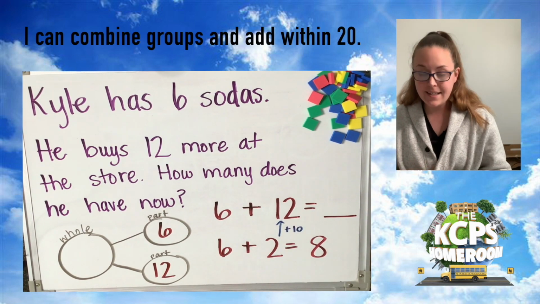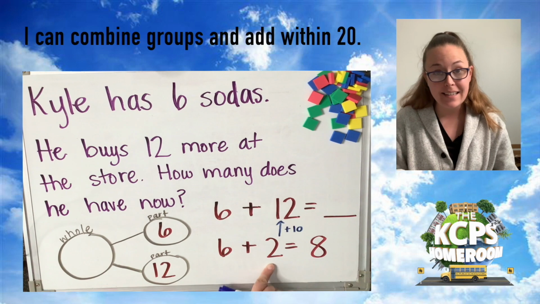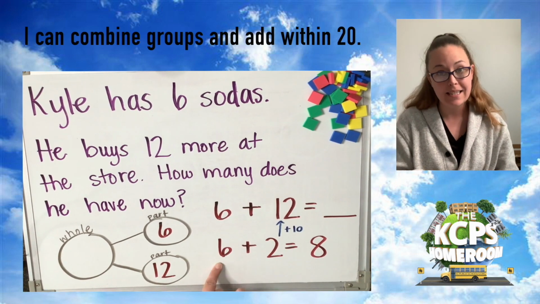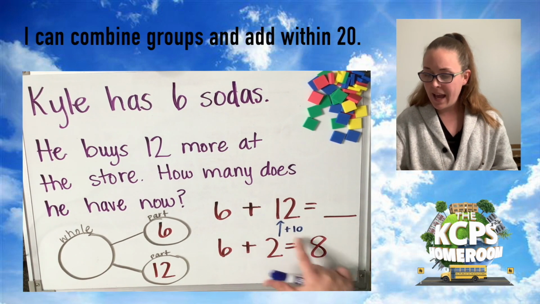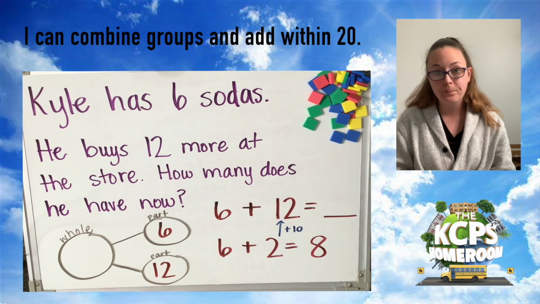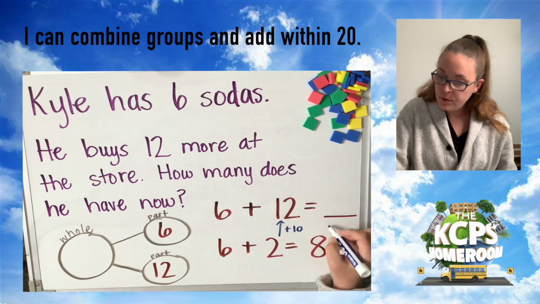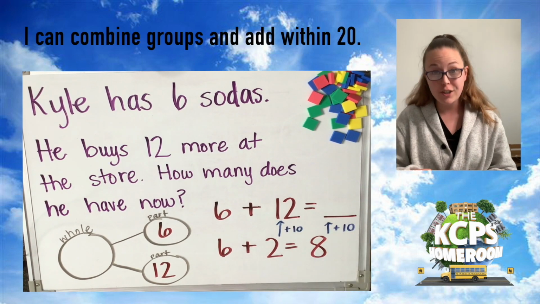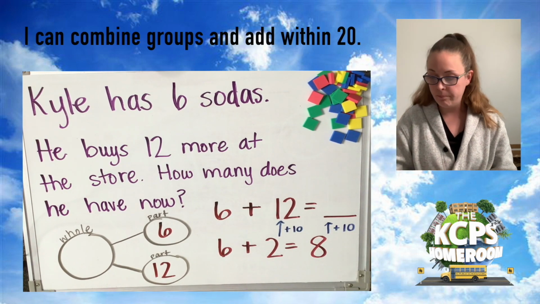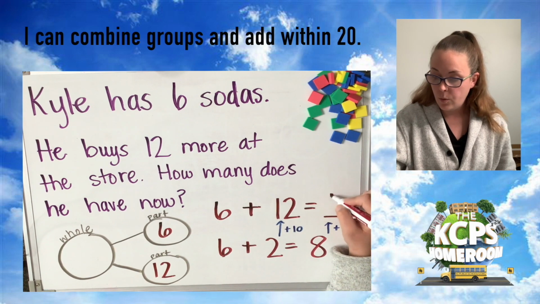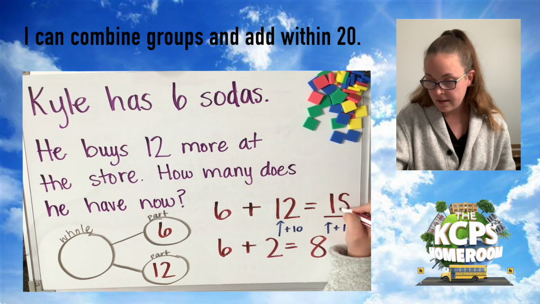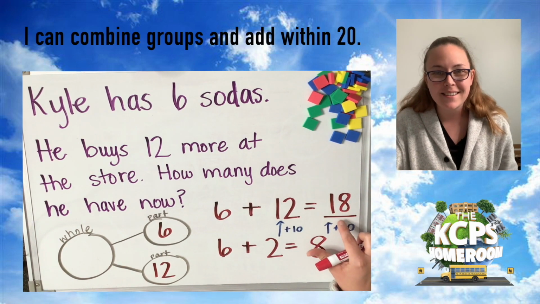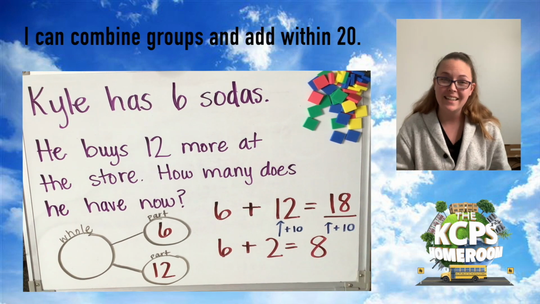So if we add 10 to an addend and the other one stays the same, that means we add 10 to our sum. So if you don't know what 8 plus 10 is, that's okay, because you do know how to write that number. And we write that number with a 1 and an 8. What number is this? That's right, it's 18.